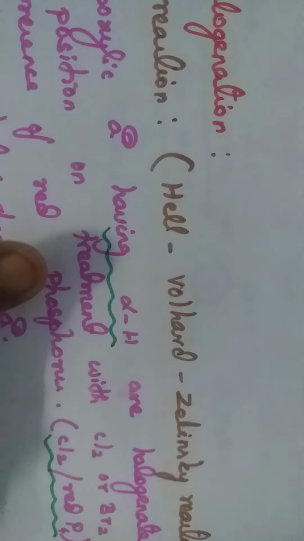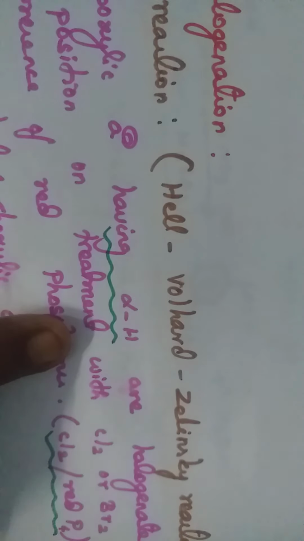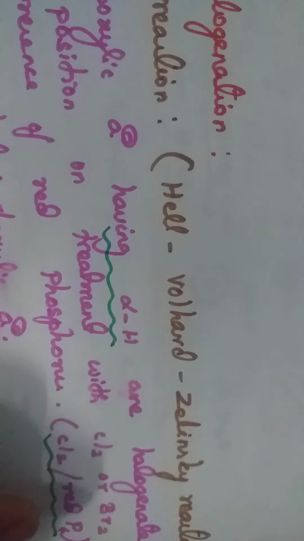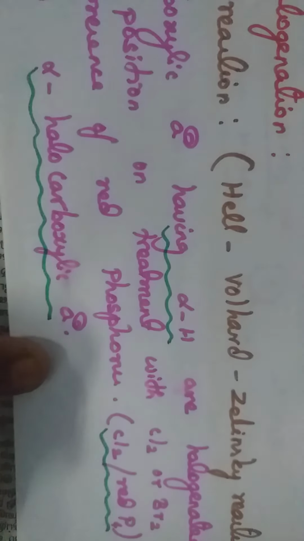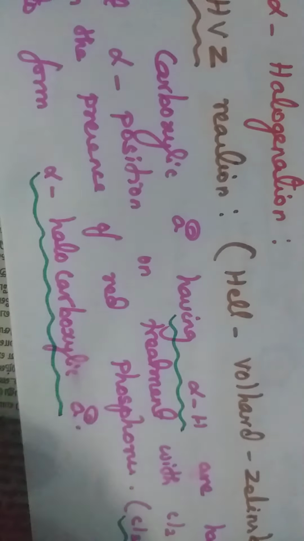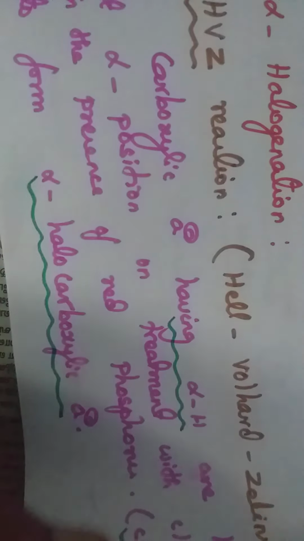So what is the Hell-Volhard-Zelinsky reaction, or HVZ reaction? In this reaction, halogenation takes place at which position? The alpha position. What is the alpha position? The carbon next to the functional group is called the alpha carbon. What is the reagent for the HVZ reaction? Halogen in the presence of red phosphorus. What may be the product obtained here? It is an alpha halo carboxylic acid.